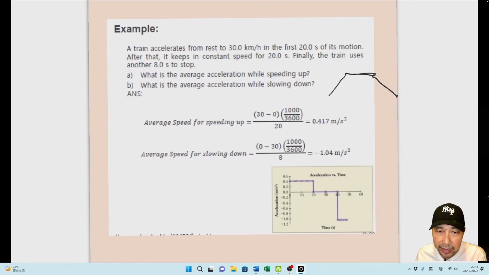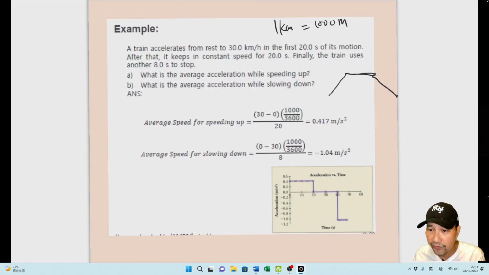In part A, what is the average acceleration while speeding up? The numerator is 30 minus 0, because the train accelerates from rest, 0, to 30. But we need to times 1000. Why? Because 1 km is equal to 1000 meters. We need to change the unit to meters, so we times 1000.